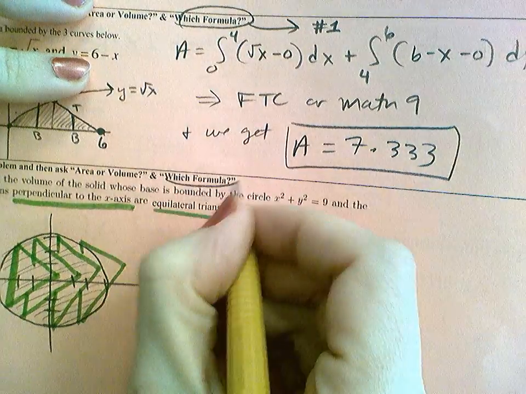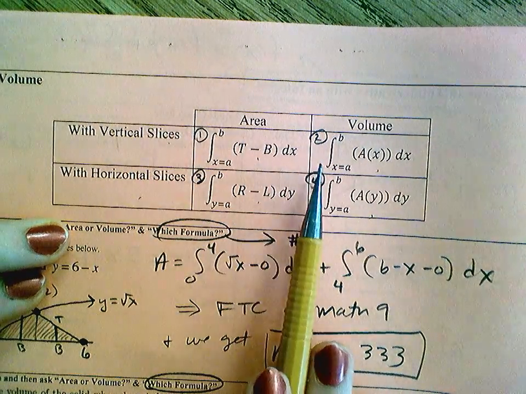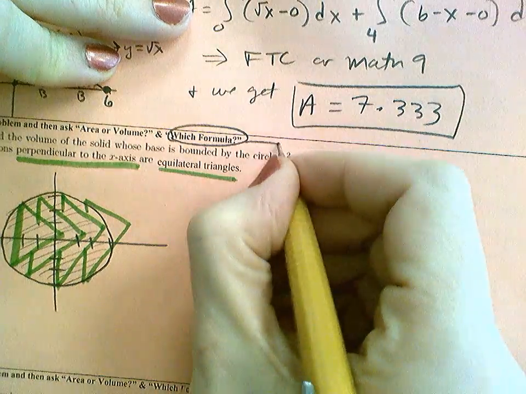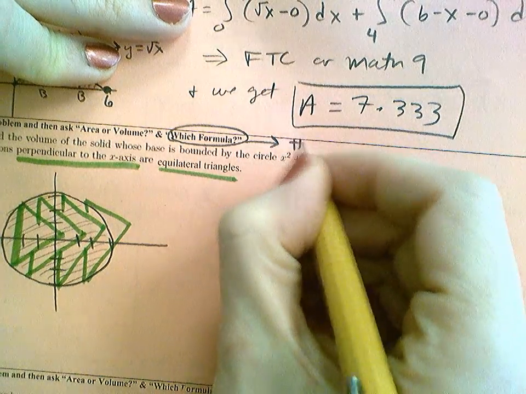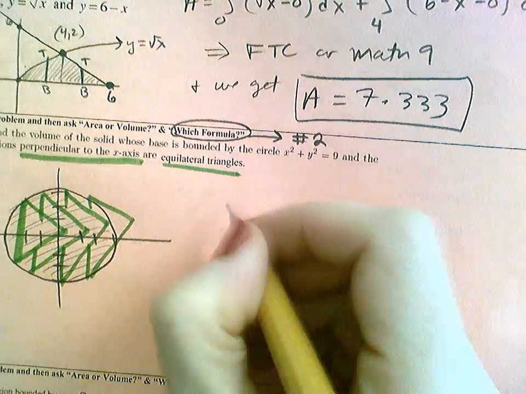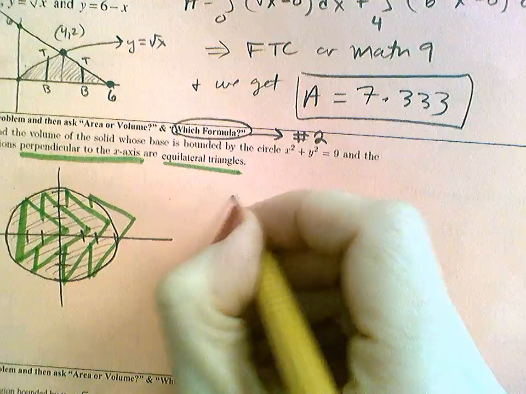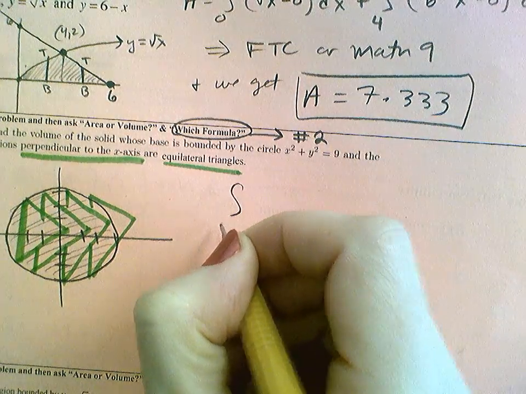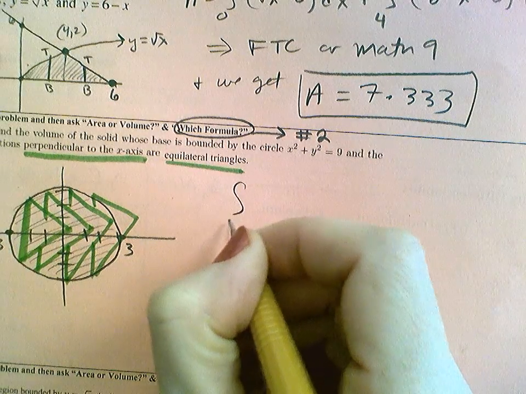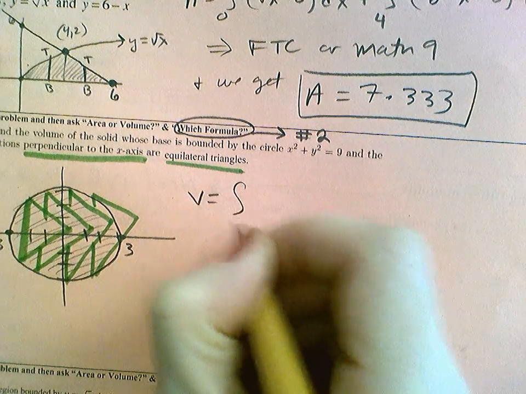So which formula? We've got vertical slices, so we're using formula 2. So it's going to be the integral from, okay, x values, so that'd be -3 to 3, so volume equals.